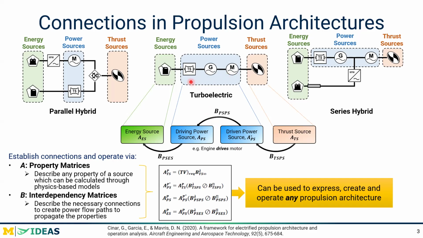So the turboshaft is a driving power source. The generator is driven by the turboshaft, but it's also a driving source because it drives the electric motor. And then the electric motor is a driven power source because it is being driven by the generator. In the case of the parallel hybrid configuration, we don't have any power sources wired in series. So each of the power sources are just driving. They are driving themselves. In the series hybrid case, we have a similar setup to the turboelectric. So the turboshaft drives the generator and the generator drives the electric motor.